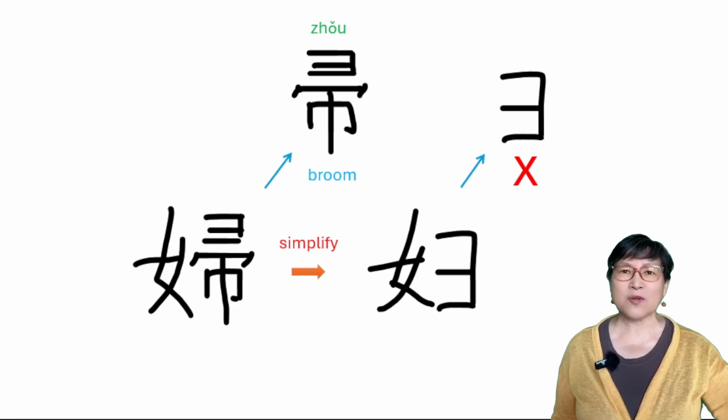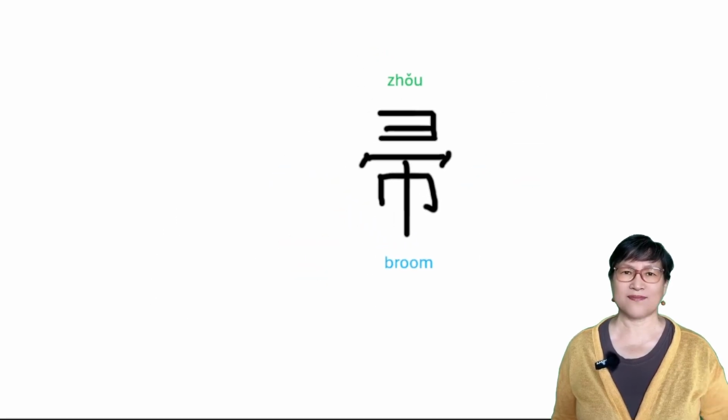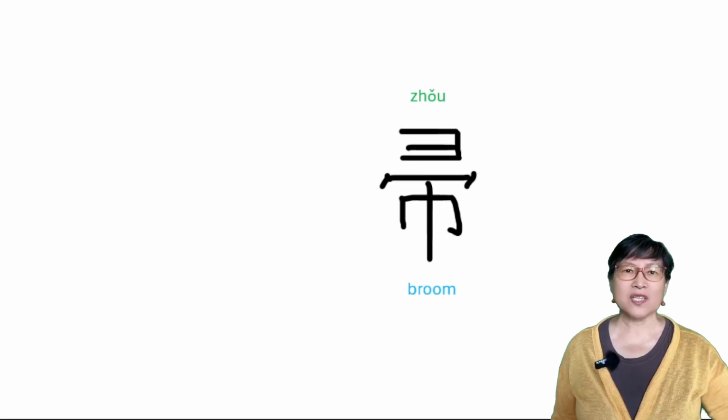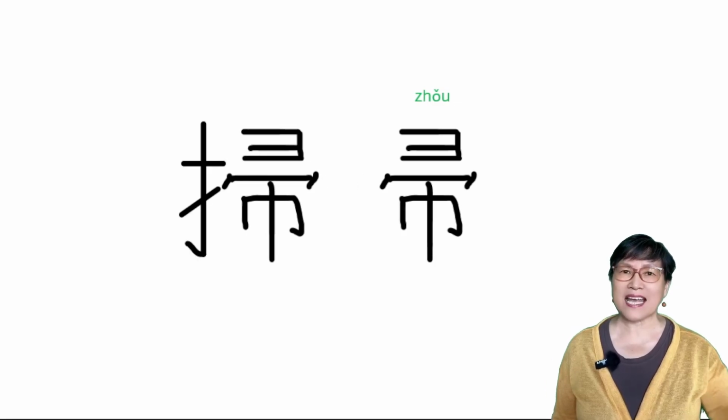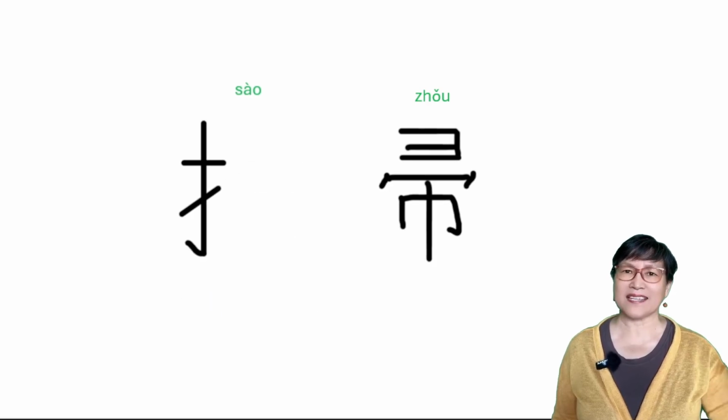I'm going to talk a little more about the character broom. Now we are going to create a new character using broom. If we add the hand radical to the left side of broom, we get 扫, meaning to sweep or to clean. This character was also simplified like this.